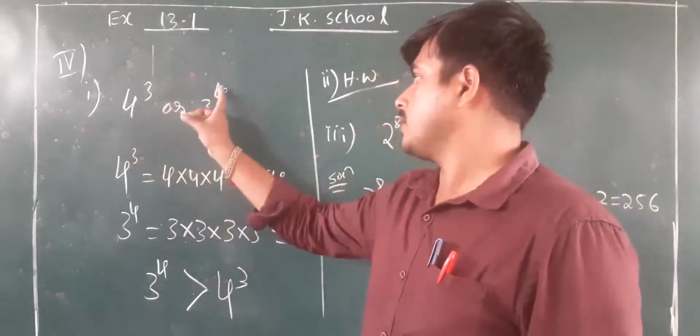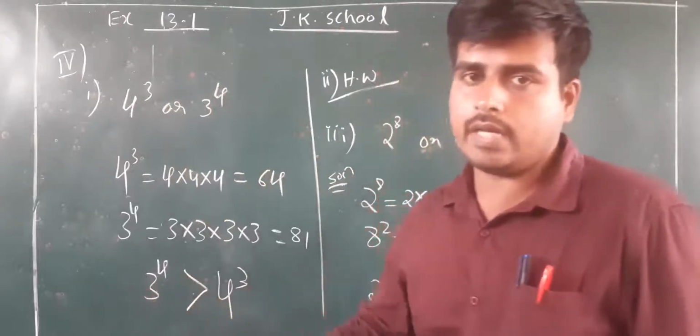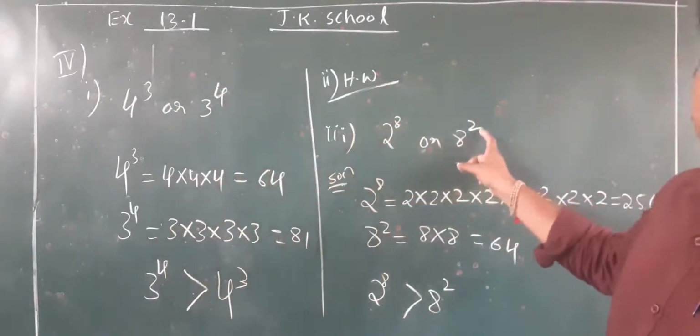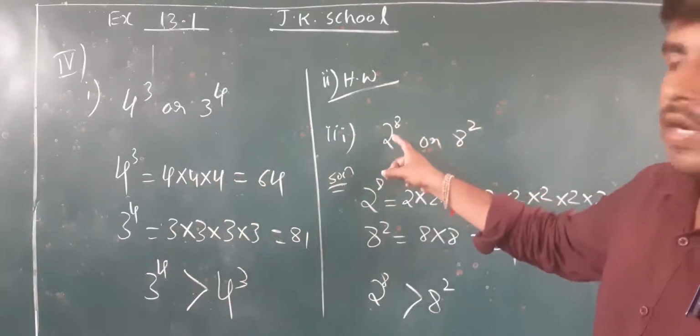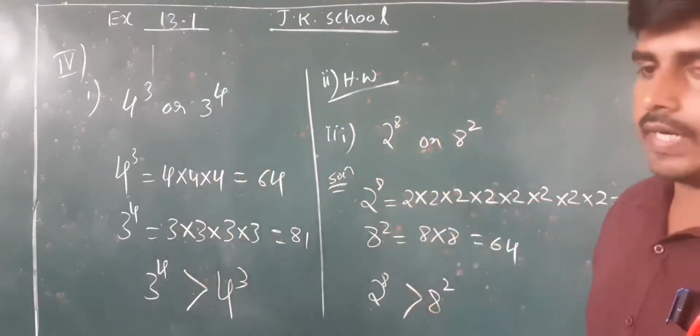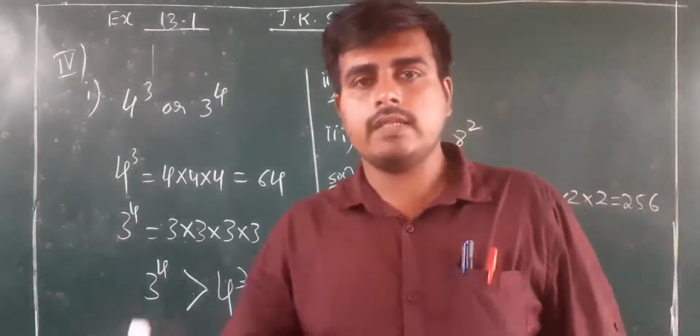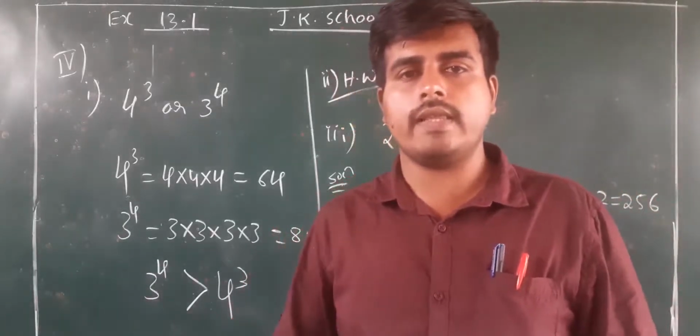Power is 3, 4 is greater, therefore 3 raised to 4 will be greater. However you expand it. Here 2 raised to 8 and 8 square: even though the base is smaller, the power is greater, no? So it will become greater. So whenever we face such problems, we can directly say which one is greater by just looking at the power.